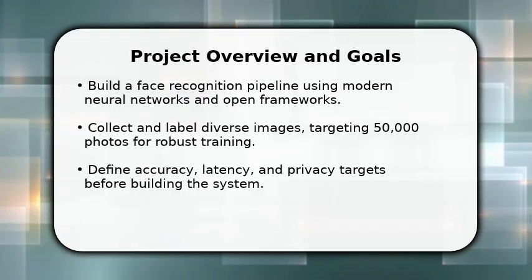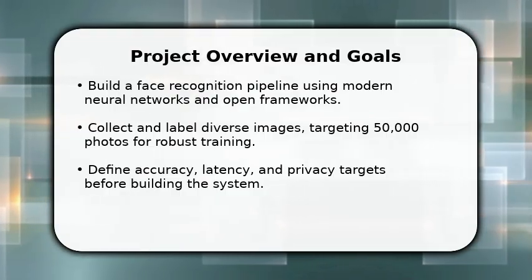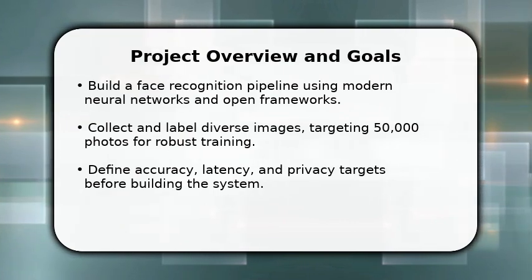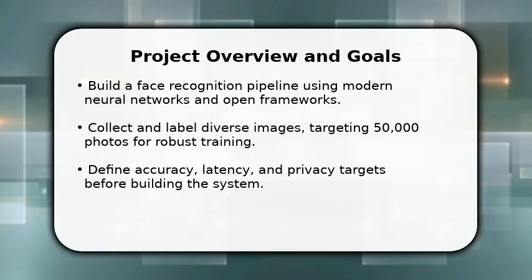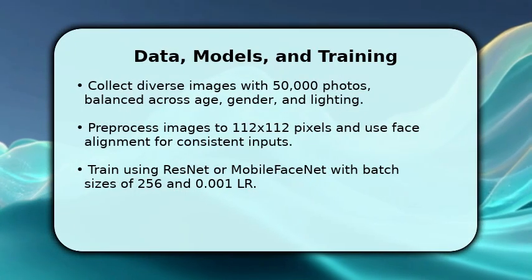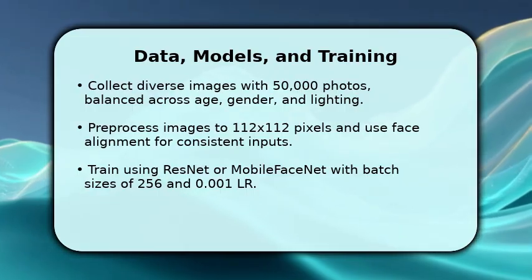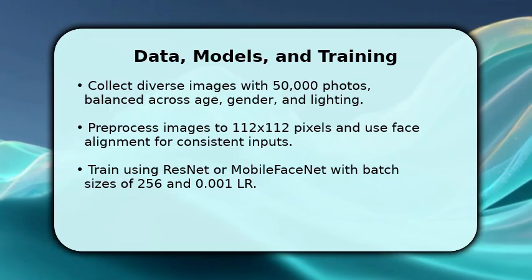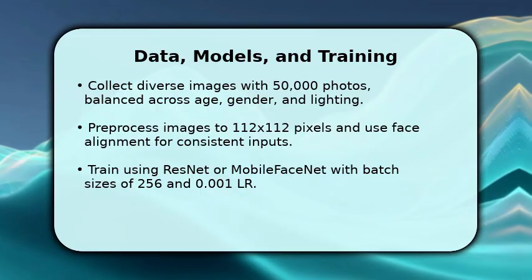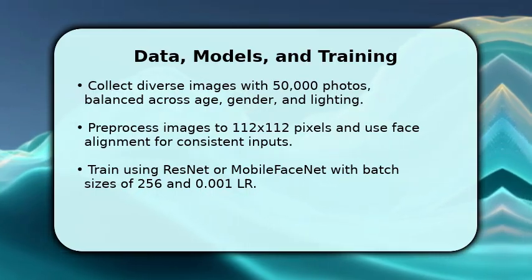Plan for deployment on edge devices or cloud GPUs depending on cost and scale. Decide whether identification, verification, or detection is the primary feature for your system. Collect diverse images with at least 50,000 photos balanced across age, gender, and lighting. Use automated face detectors and manual review to ensure label quality.